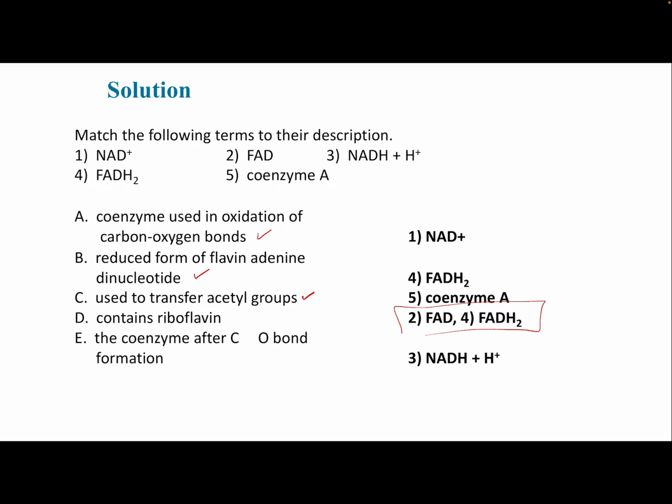And then I'm missing something here. Coenzyme after C double bond O formation. So they're saying what is the form of NAD plus now that it's done this job? It's NADH. We don't really have to say there's also an H3O, because it has nothing to do with the form of this guy. But it's NADH.